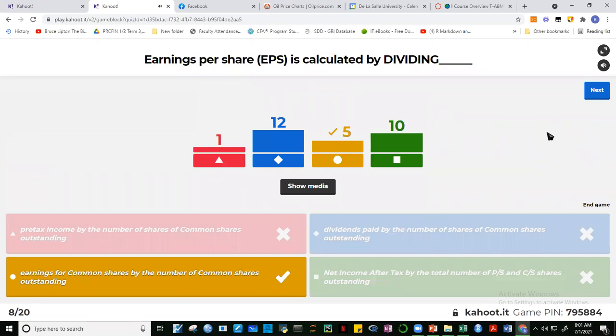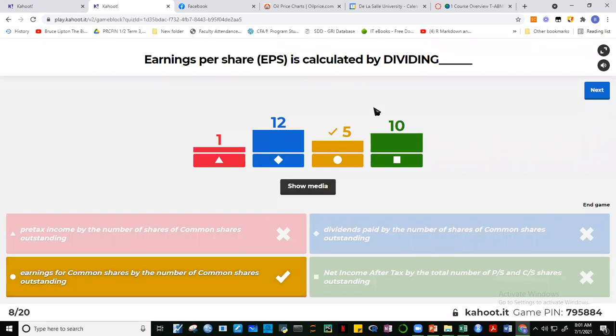Okay, so ito siguro hindi nyo pa na-meet to, no? Yung earnings per share. Pero tingnan nyo lang guys yung pangalan. This will be one of the measures that we're going to meet in our financial ratio analysis, no? Earnings refers to net income after tax per share. Pag sinabing per share, i-divide natin ang number of shares outstanding. So ito yan, no? Earnings for common shares divided by the number of common shares outstanding.